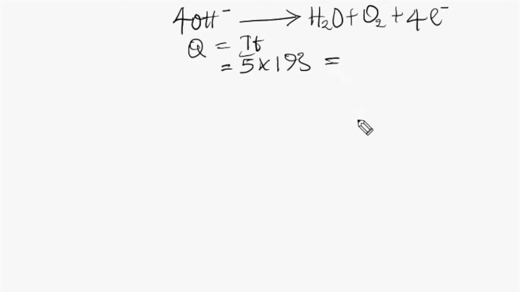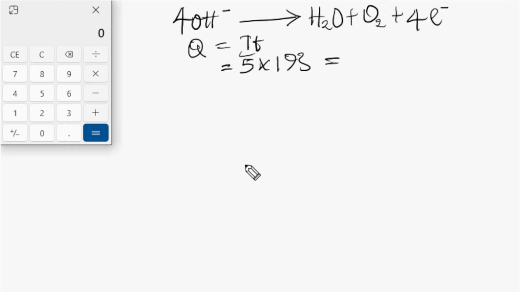We're going to bring up our calculator and solve this together. Here, let's do 5 times 193. That's 965. So this would be 965 coulombs. That's the charge here.